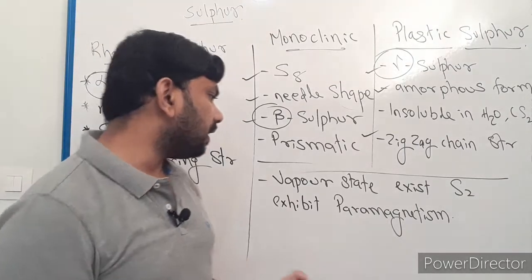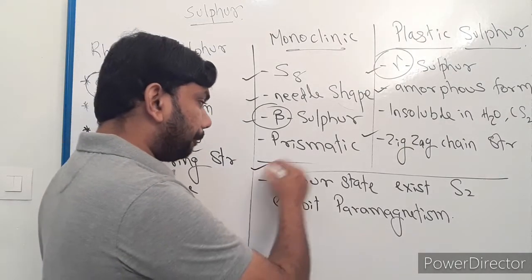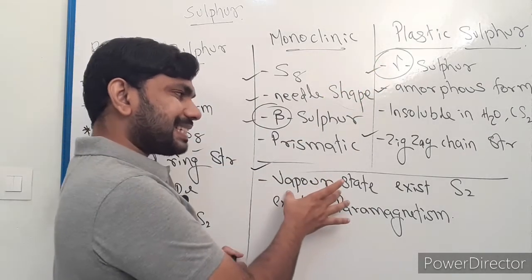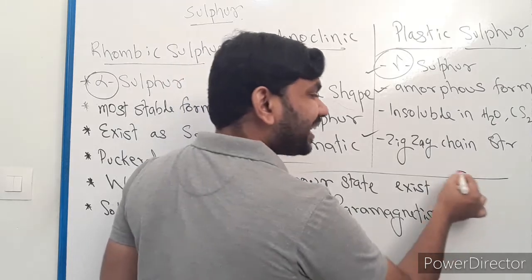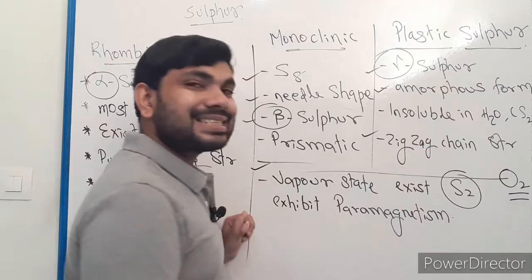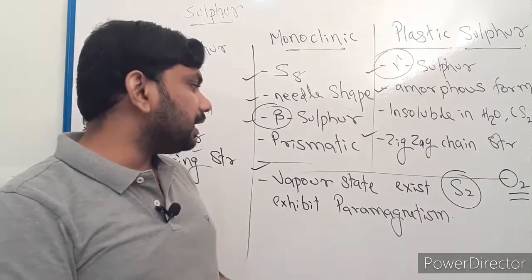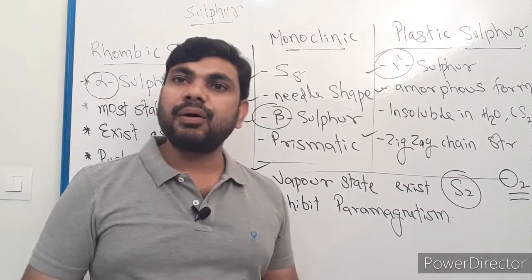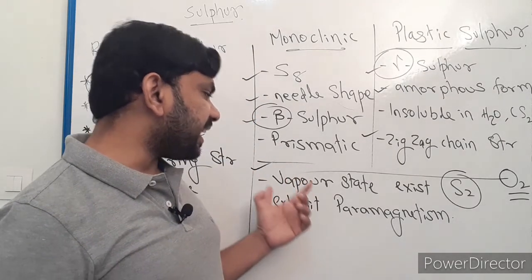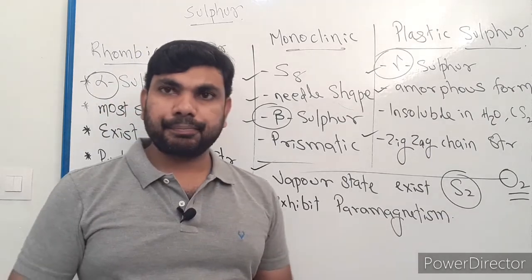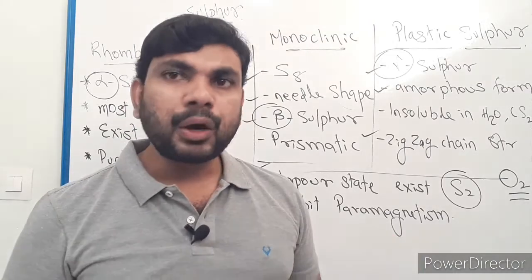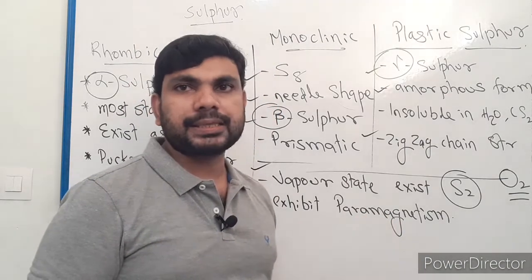Next one, sulfur in vapor state. These are in solid state, but sulfur in vapor state exists in the form of S2, similar to O2. We know oxygen is diatomic. Similarly, sulfur exists in diatomic form. In vapor state, it exhibits paramagnetism.